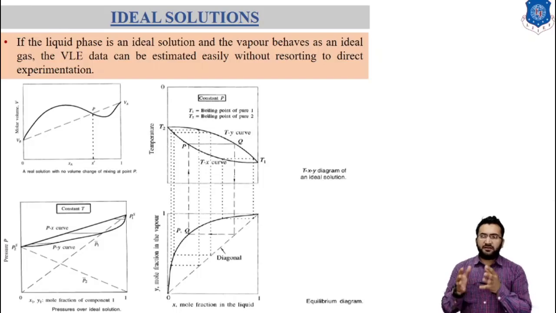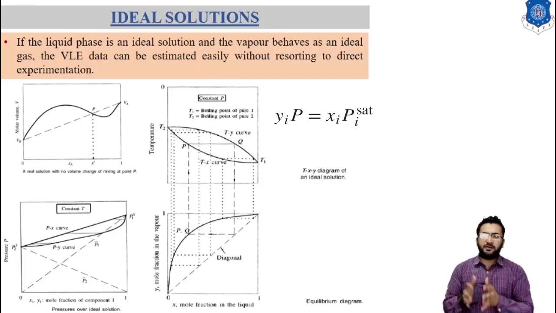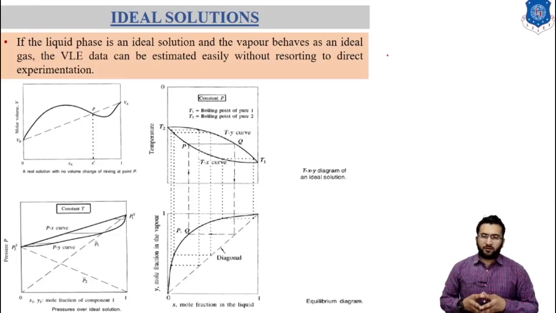The fourth characteristic is that the components in an ideal solution obey Raoult's law, which states that the partial pressure in vapor in equilibrium with liquid is directly proportional to the concentration in the liquid. That can be given by y_i P = x_i P_i saturated, where P is the total pressure, y_i is the mole fraction of component i in the vapor phase, x_i is the mole fraction of component i in the liquid phase, and P_i^s is the vapor pressure of component i. So there are mainly four characteristics of an ideal solution.